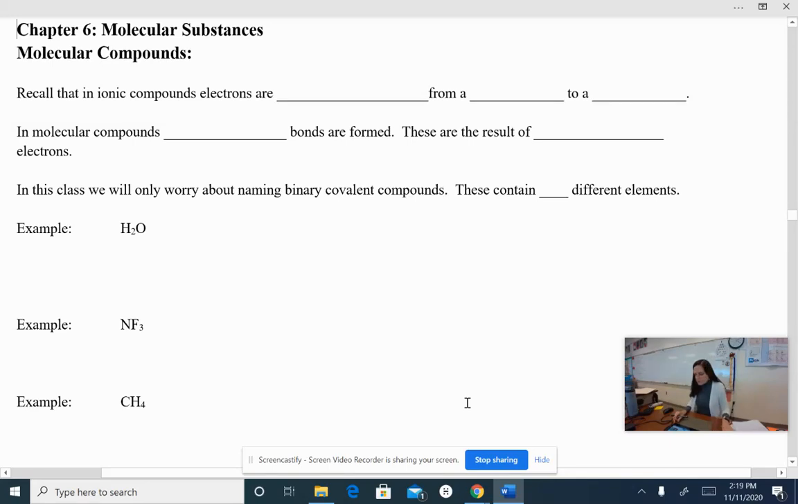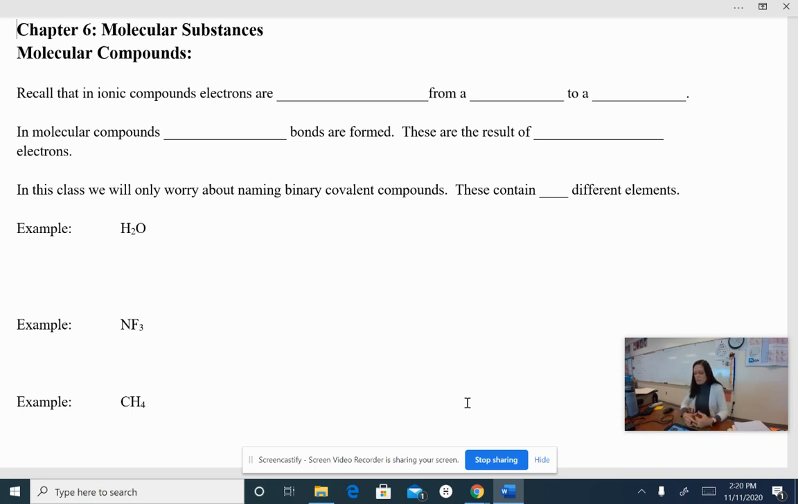All right, Gen Chem people, we are now going to move on from ionic compounds to covalent compounds. Now, let's recap ionic compounds just a little bit. Remember, ionic compounds are compounds. Compounds are pure substances that are made of ions. We have a positive ion that is usually a metal, and we have a negative ion that is usually a nonmetal. Remember, ionic compounds are formed because we transfer electrons from the metal to the nonmetal. That's how we create the ions.